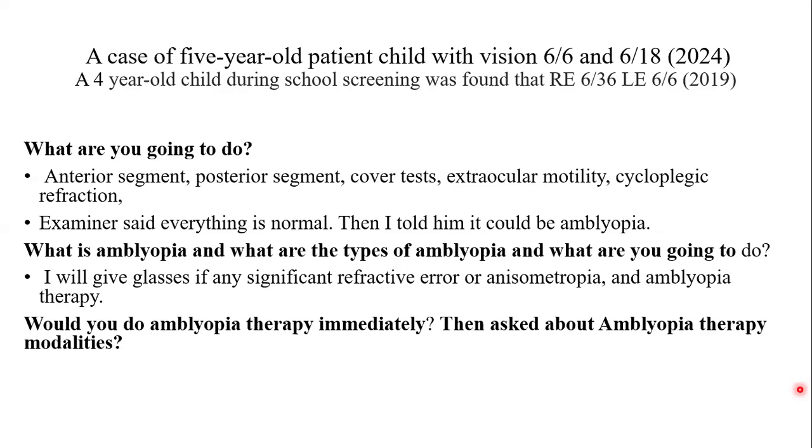Great. So what are other modalities than patching that can be used? Sir, penalization. Atropine penalization. What is the percentage of atropine? 1%. 0.01%? No, 1%. 0.01% is for myopia. Yes, for myopia. For this patient, it is 1%, I think. Exactly. For progressive myopia, we can use either 0.01% or 0.05% atropine. But for penalization, you need to use 1% atropine.